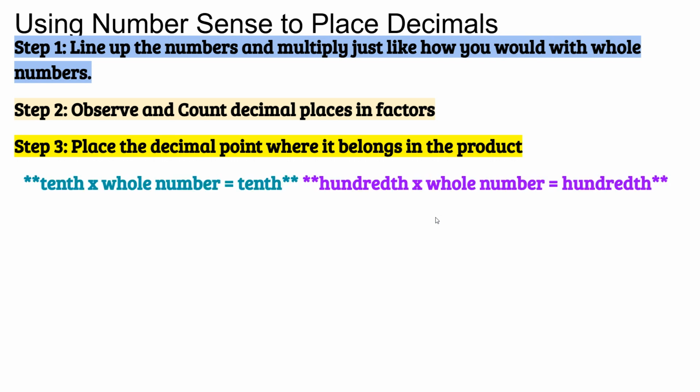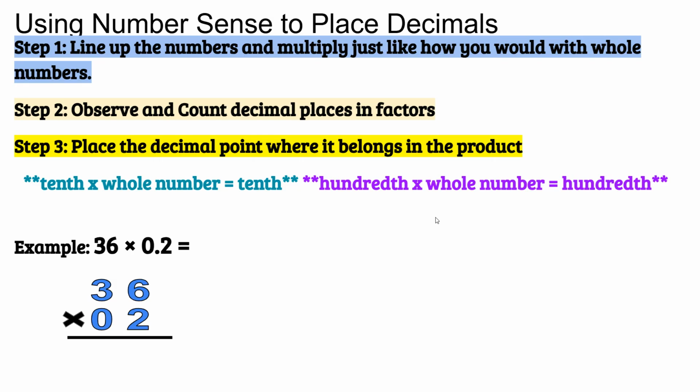So remember, a tenth times a whole number is a tenth, and a hundredth times a whole number is a hundredth. For example, if we were to do 36 times 2 tenths, we can set it up and line this up like we would with whole numbers. So it would be 36 times 2, and that would give us 72. But we actually have not quite 2, we have 2 tenths. So we're going to make sure we represent that by moving our decimal point in our product.